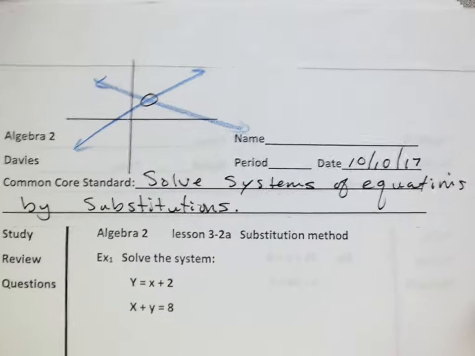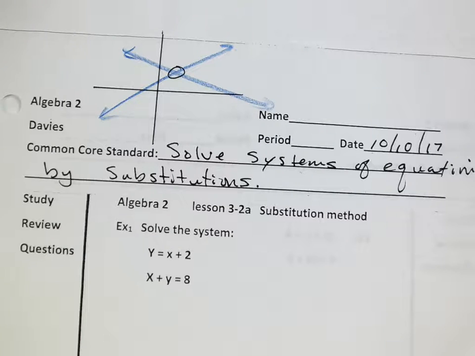Now, there's a real disadvantage to graphing for a lot of reasons. One, sometimes the graph is so big it's off the graph. Sometimes the answer might be fractions or decimals, and getting those answers by graphing is really tough. So there's got to be a better, more accurate method. And sure enough, we're going to do it by substitution today. So how does substitution work?